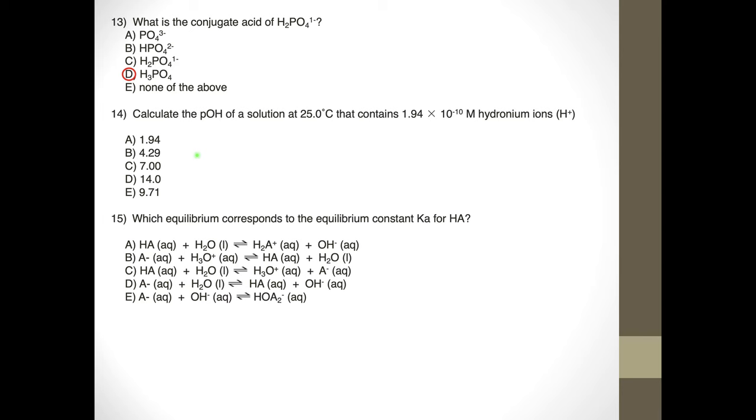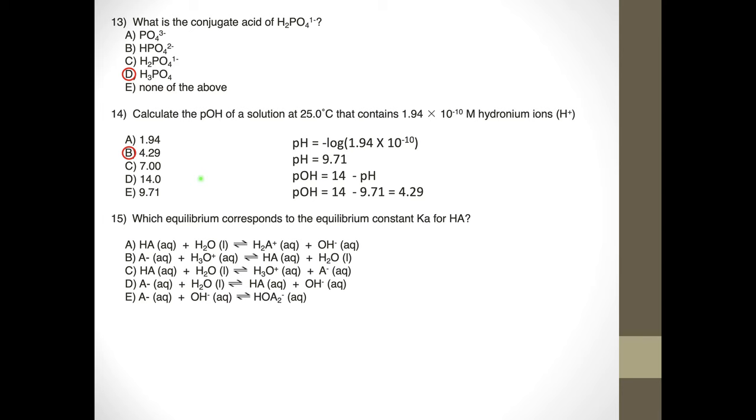Number 14, calculate the pOH of a solution at 25 degrees Celsius that contains 1.94 times 10 to the power of minus 10 molar hydronium ions. So we need to calculate the pOH, and we have the concentration of H positive. By this, we can first calculate the pH using this concentration. pH is going to be equal to the minus log of this concentration, so pH is going to be equal to 9.71. Now the pOH is going to be equal to 14 minus pH, so 14 minus 9.71 is going to be equal to 4.29. And this is the pOH of the solution. That is letter B for number 14.